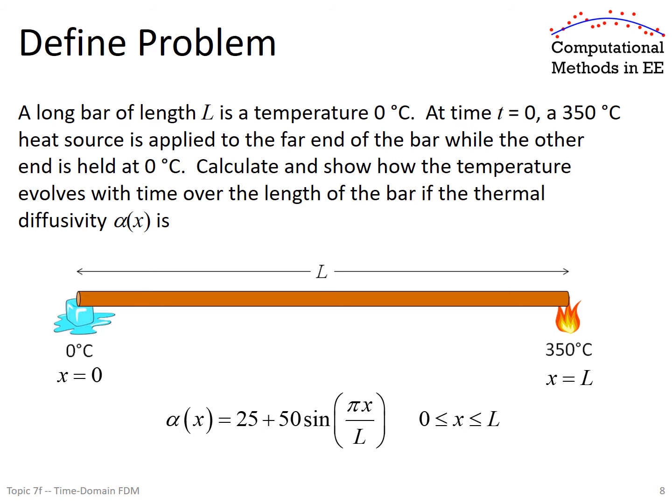To make this a little bit more strange, the thermal diffusivity, which sort of characterizes how quickly heat can move up and down this bar, is described by this parameter alpha, and that is not a constant here. It's a function of the length over the wire or the bar. So that's our problem. Let's see how we would solve this using the finite difference method.